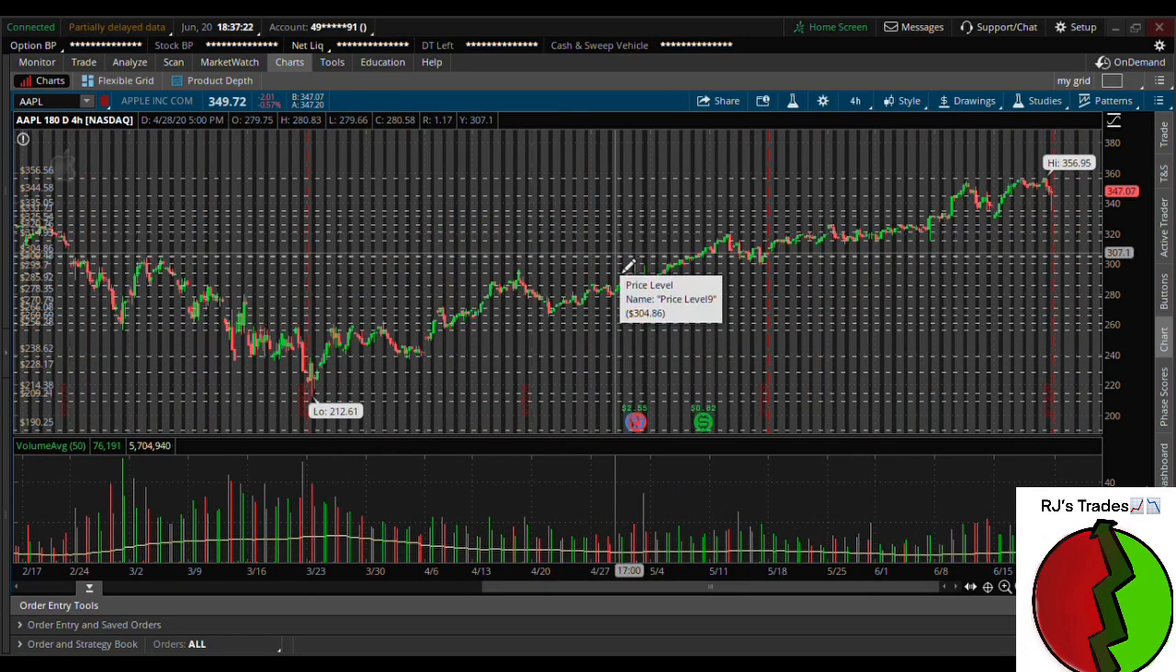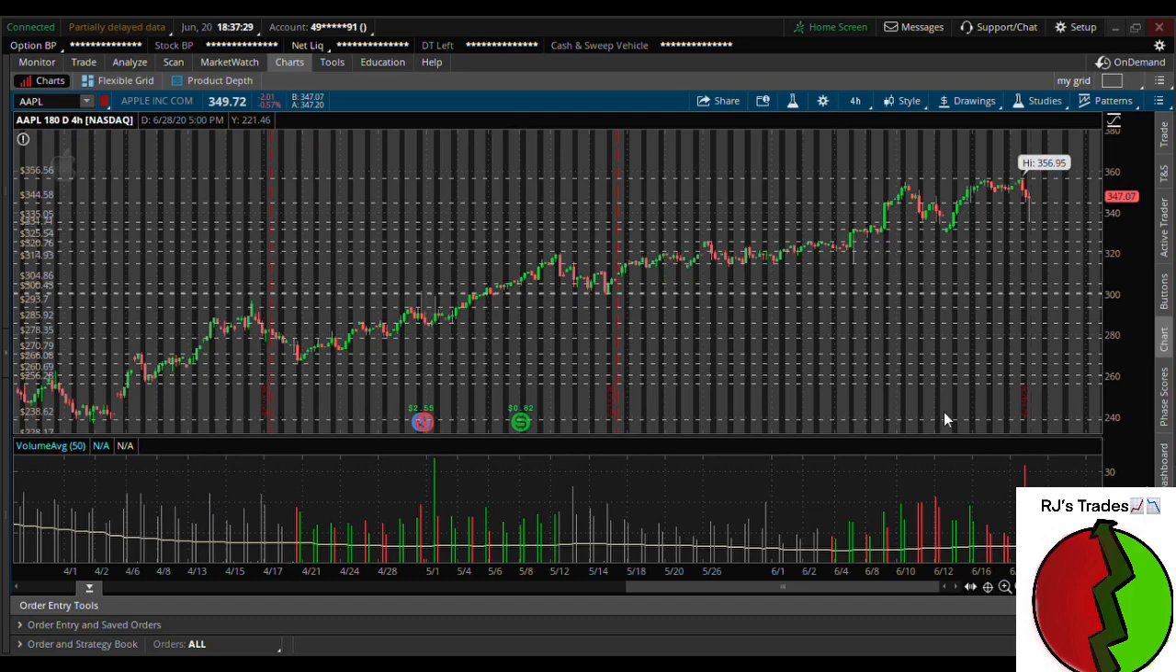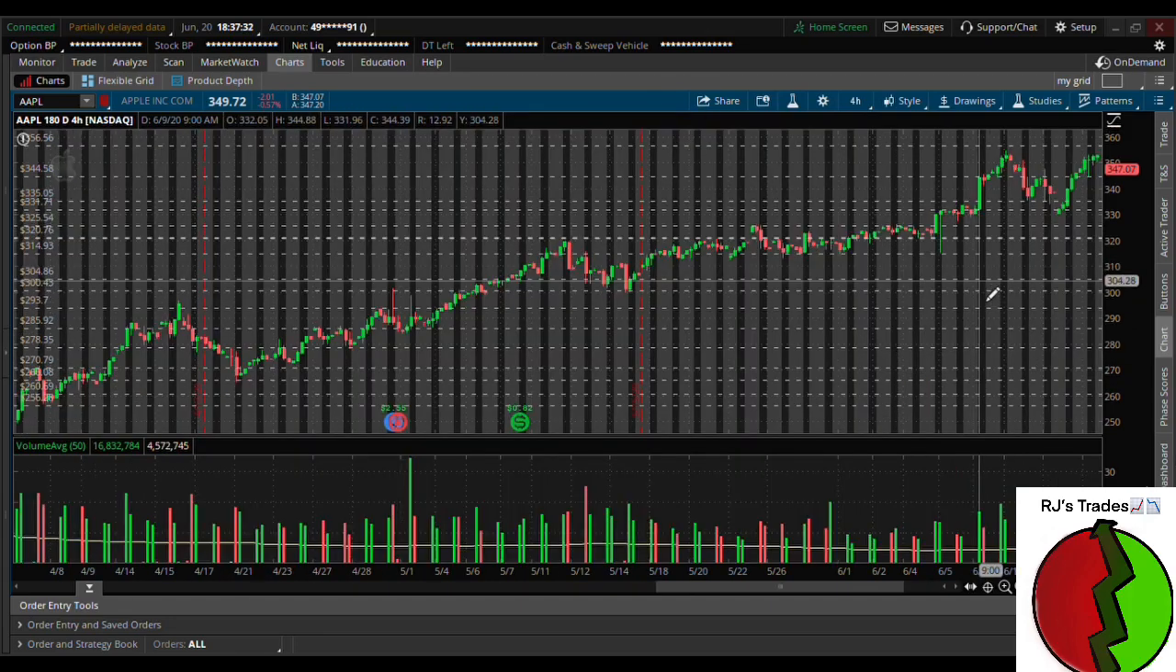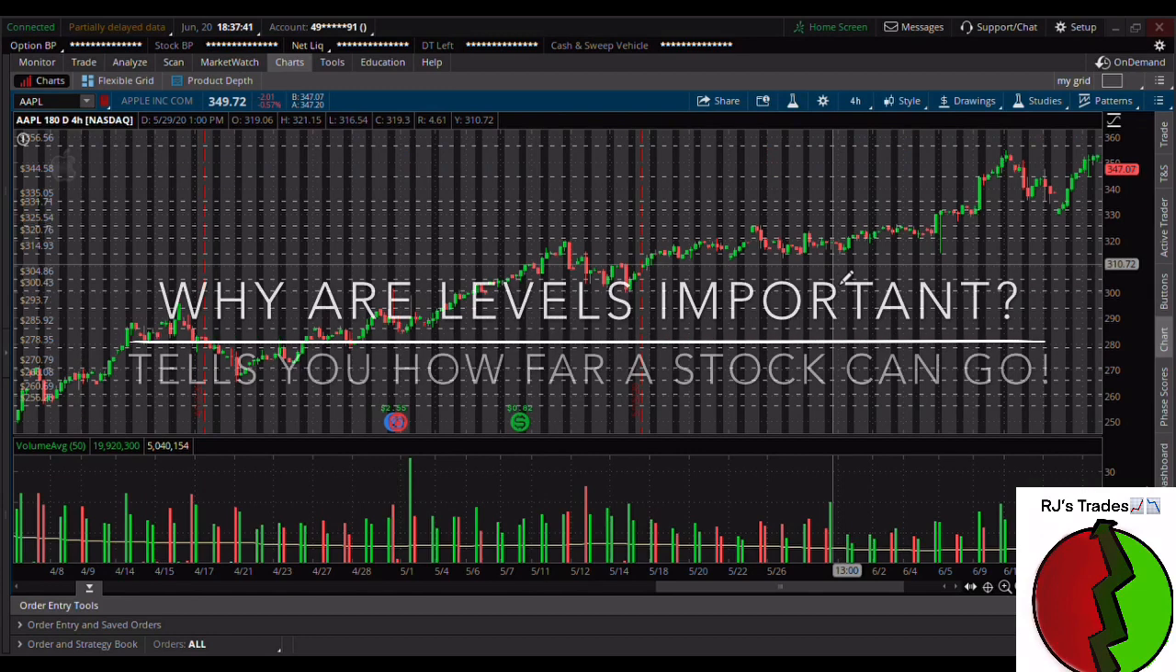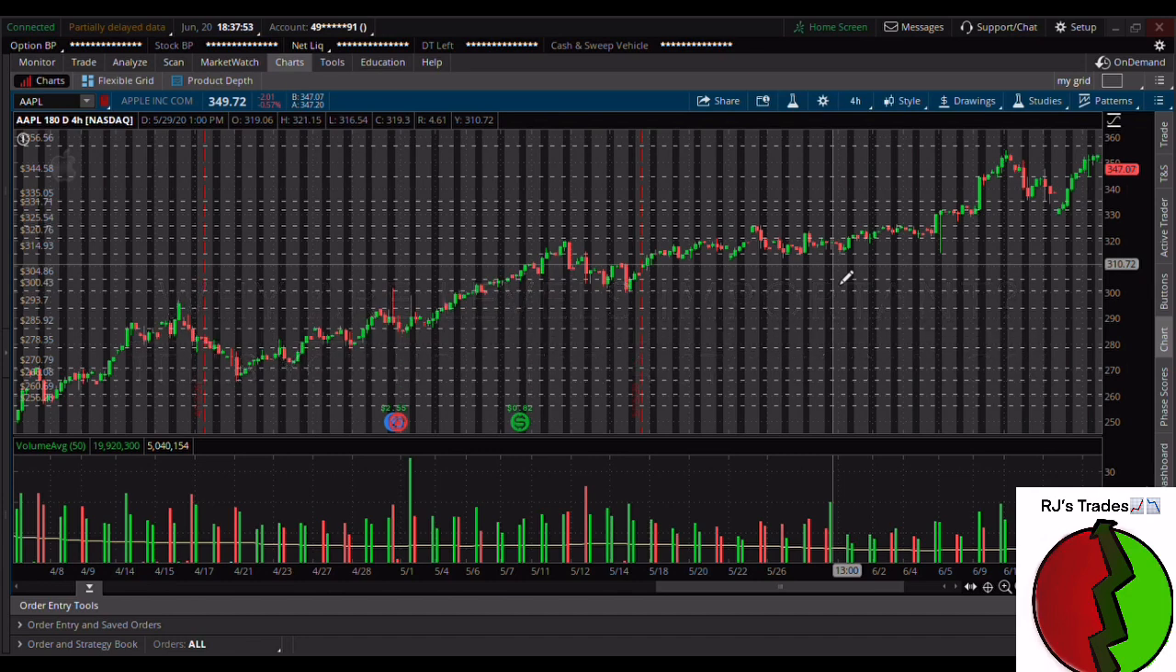All right, I have them plotted for my 4-hour chart now. I added a few more. You can see they're hitting nicely off of my lines right here, and I have a lot of levels. So why do I need all these levels? You need these levels because when you get into a stock, whether with options, where you can make money off the stock going up or down, or whether you're just buying shares, you need to know, how far can this stock go before it starts having a little bit of trouble?